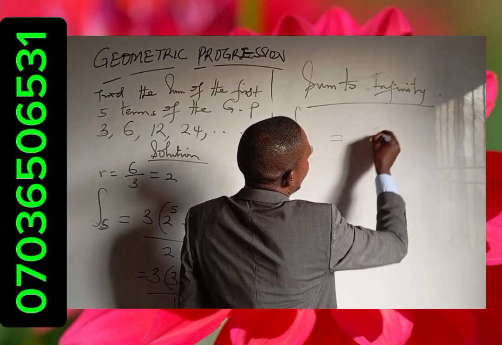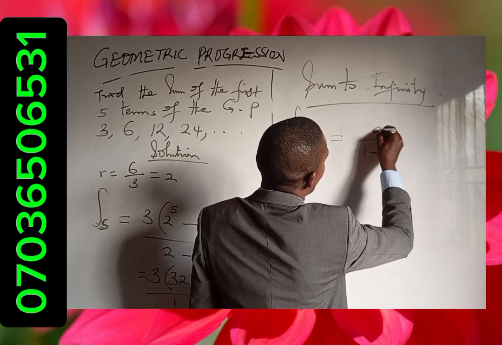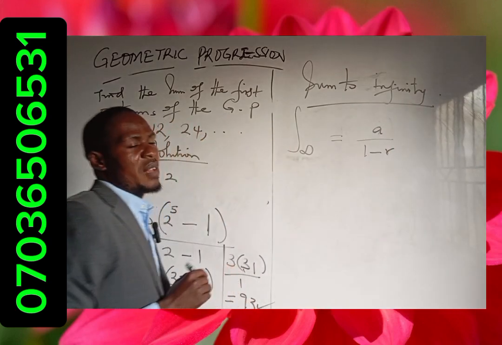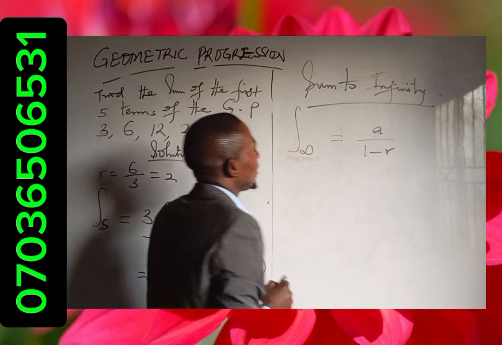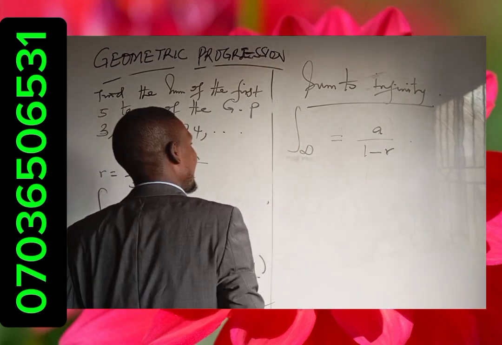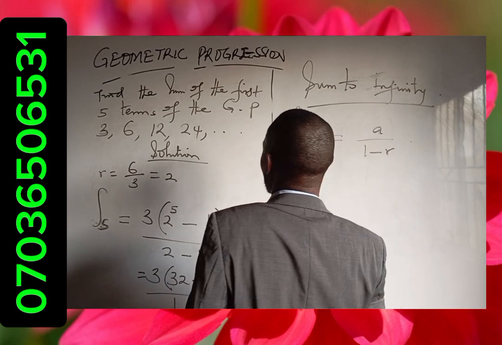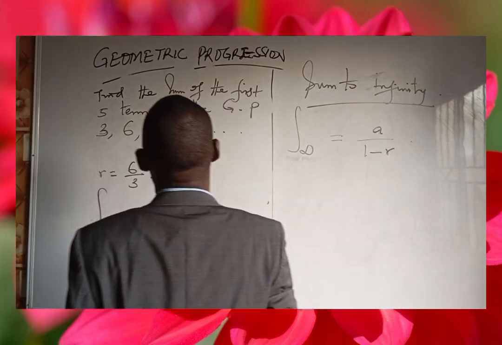So this is A over 1 minus R. A divided by 1 minus R is the formula for finding sum to infinity. Very good. Where A is the first term, R is the common ratio.